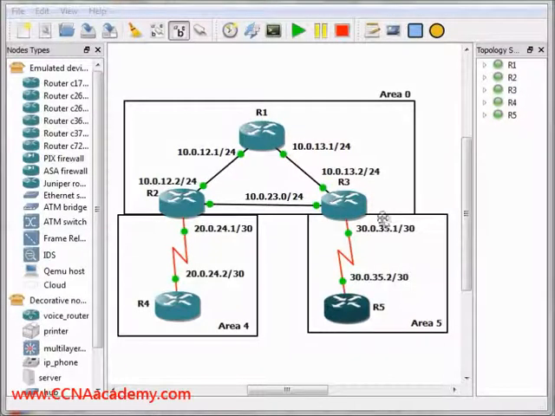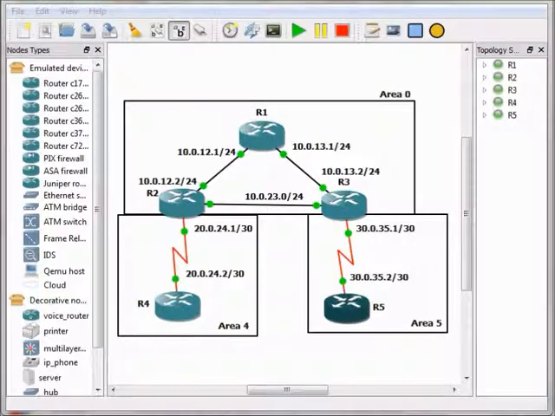In this lab, we have 5 routers that exist in 3 areas. Router 1 and fast Ethernet interfaces of router 2 and fast Ethernet interfaces of router 3 exist in area 0, which is the backbone area. Router 4 and the serial interface of router 2 exist in area 4. Router 5 and serial interface of router 3 exist in area 5. Our target in this example is to make all the routers know about all the networks using OSPF configuration.